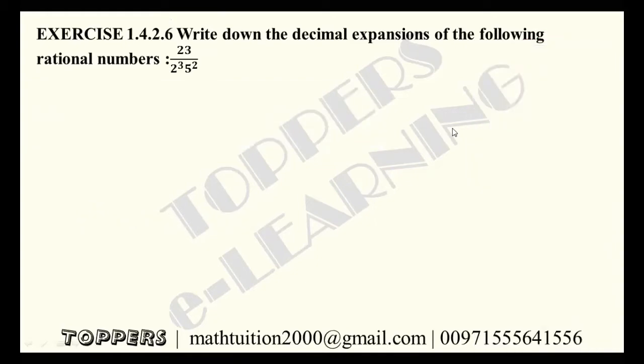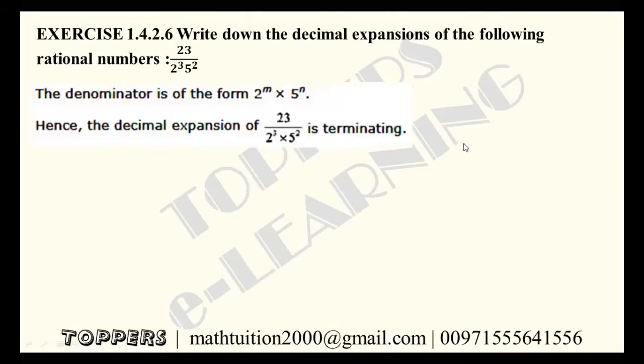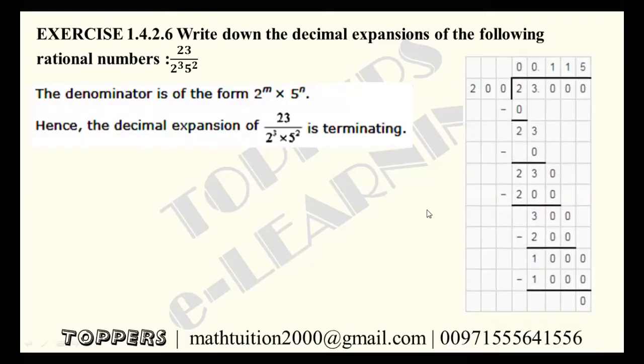Next, sixth one. 23 divided by 2 raised to 3 into 5 raised to 2. The denominator is already given in prime factorized form, so it contains only 2 and 5. So we can say it is a terminating decimal expansion. Let us do the division. 23 divided by 200.